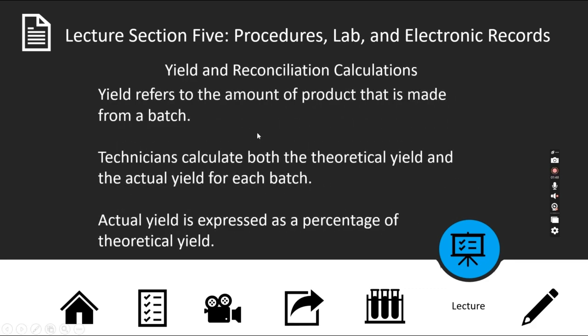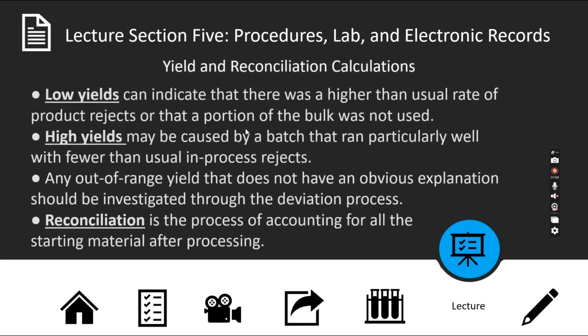Yield and reconciliation calculations. A yield is how much product is made from a batch. You can be asked to calculate theoretical and actual yield. A low yield is generally indicative of a lot of rejects in products. With a high yield, usually you don't have as many rejects as you normally do. If you're having a particularly low or particularly high yield, there needs to be an investigation. If you're not sure what constitutes a low or high yield, ask.